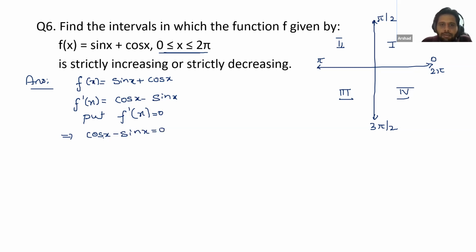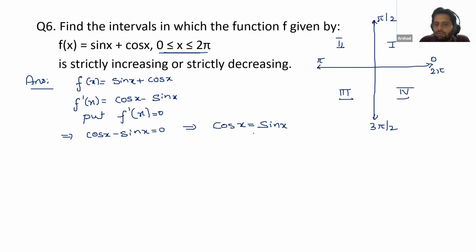Anyone can tell me? No? Okay, please check here. So here we can shift the sin x to the right side. We will get cos x is equal to sin x. Now you have two methods. First, at this stage only, you will find the value of x for which cos and sine are equal. For example, here you can find the value as 45. Sine 45 is 1 by root 2, cos 45 is 1 by root 2.